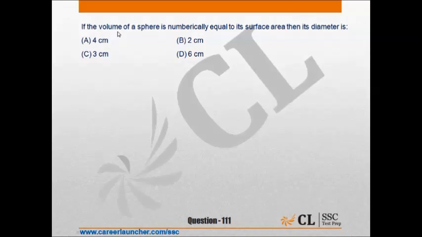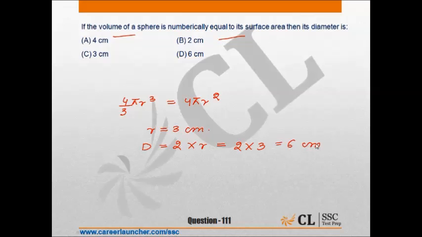Our question is, if the volume of a sphere is numerically equal to its surface area, then its diameter is. The volume of a sphere, that is 4/3 pi r cube, is given equal to its surface area, that is 4 pi r square. From this equation we can get r is equals to 3 centimeter. In this question we are asked about the diameter of the sphere. So the diameter of the sphere would be equal to 2 into radius of the sphere, and that would give us 2 into 3 or 6 centimeters. So our correct option is option D.